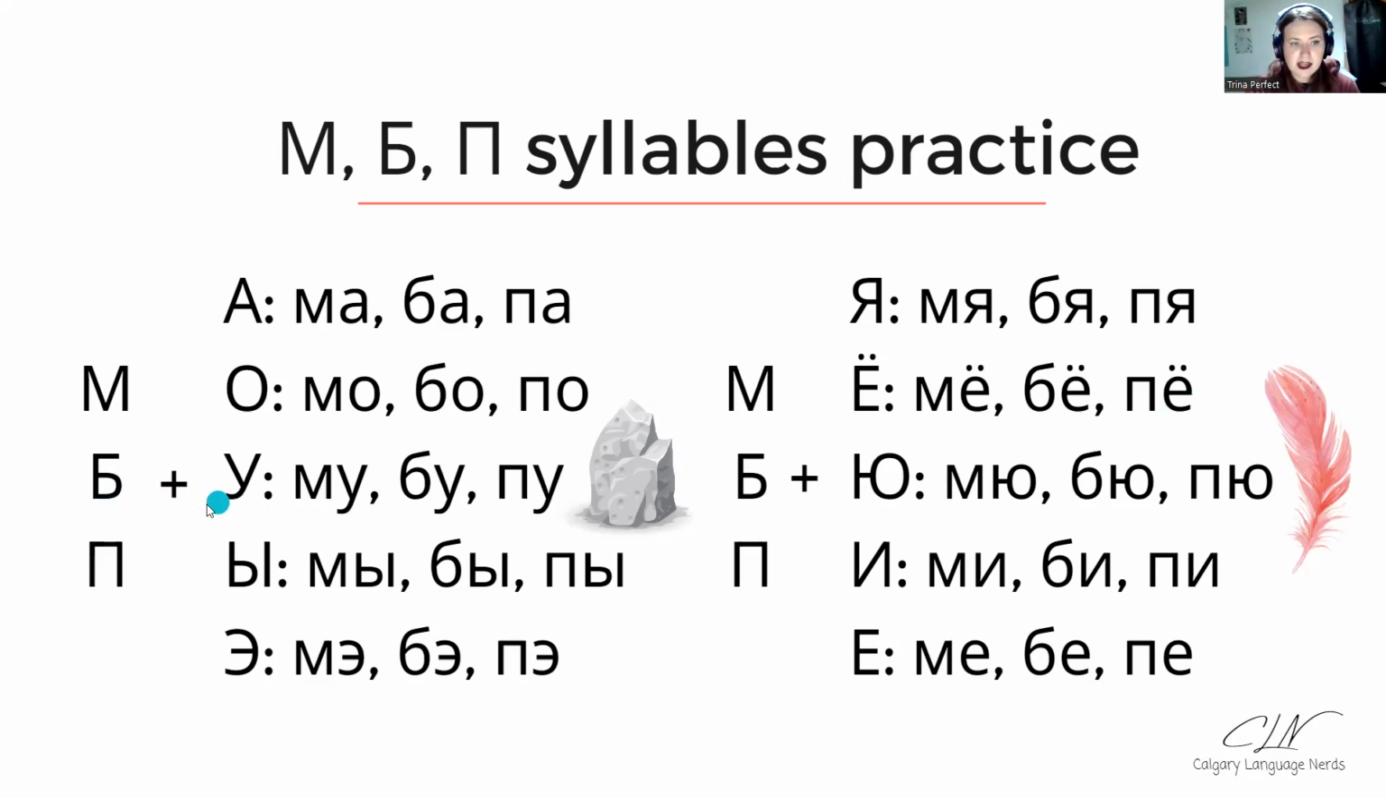What happens if we add u and yu? Mu, bu, pu, and then with yu, myu, byu, pyu. Let's do it one more time. Mu, bu, pu, and here we go, myu, byu, pyu. And let's do them in pairs. Mu, myu, bu, byu, pu, pyu.